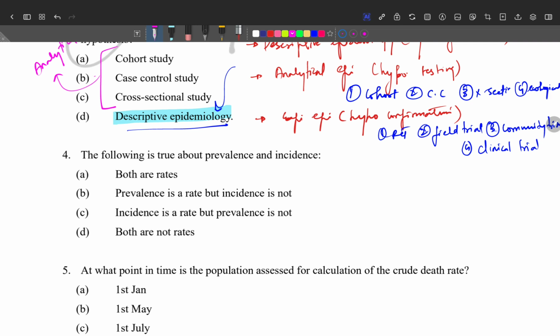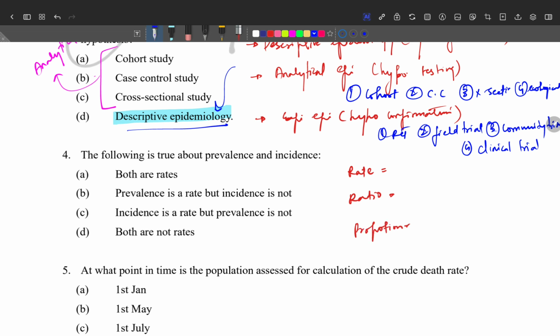The fourth question: which of the following is true about prevalence and incidence. Now in this you have to know three tools of epidemiology very clearly, then we'll come to this question. One is rate, there is ratio, and the last one is proportion.